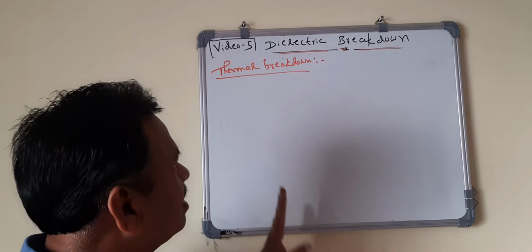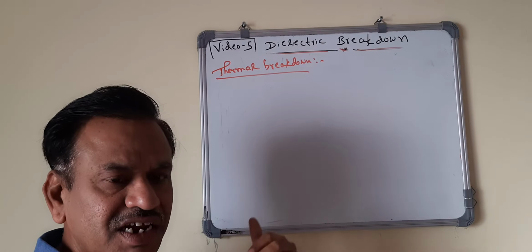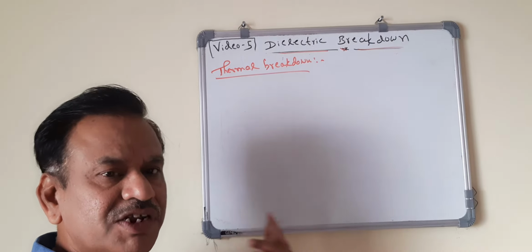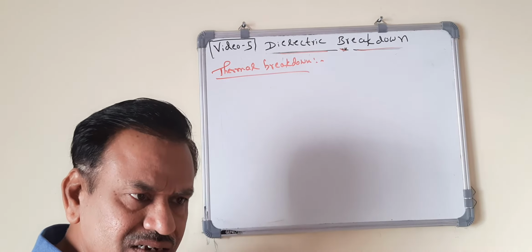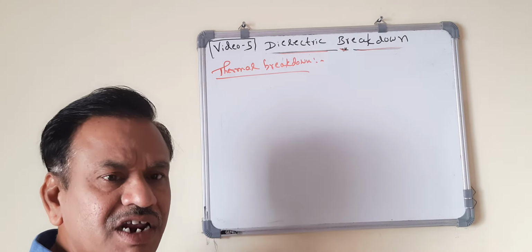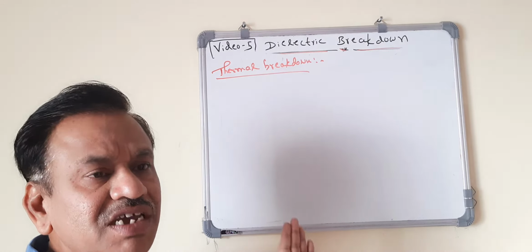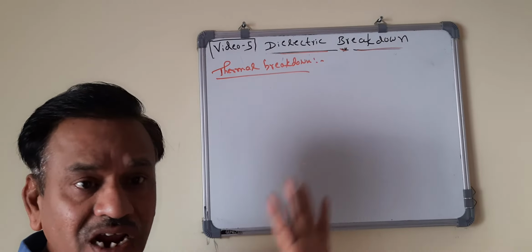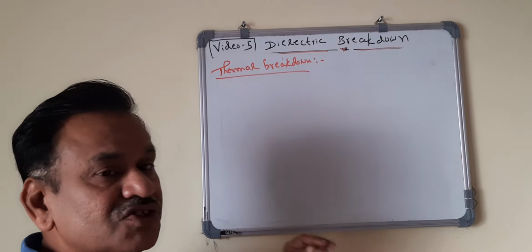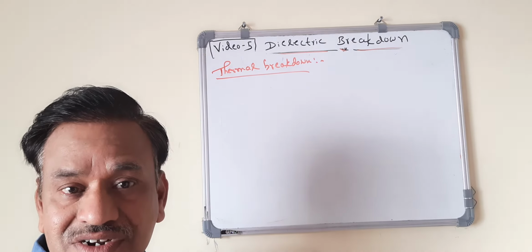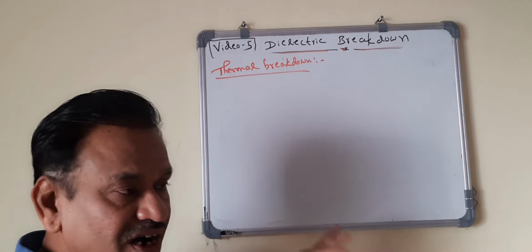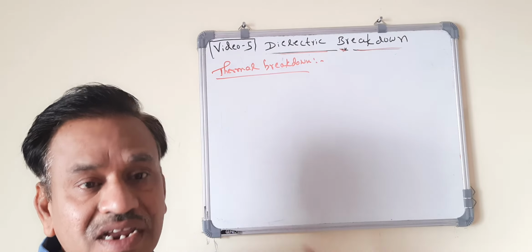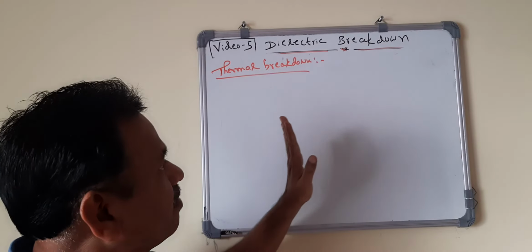I'll repeat once again. What happens is the heat generation is more. Once the heat generation is more, the temperature increases. As temperature increases, the solid dielectric material starts melting. That is a semi-state between solid and liquid state. At this stage, free electrons are there, and those electrons are responsible for electrical conduction. Once the material starts conducting, it is no longer an insulating material, but a conductive material. This is about thermal breakdown.